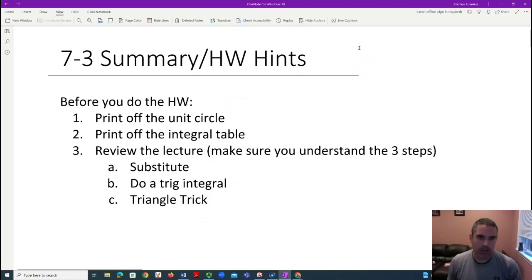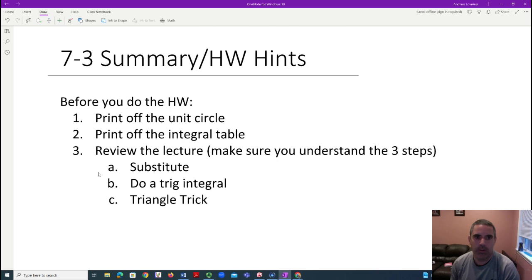Hello Math 125 students. I'm going to make a video where I quickly summarize 7.3 and then I'm going to do a couple homework questions because there are some big problems there, so I thought I would give you a few additional tips. One note is before you do the homework, you really should print off the unit circle from my website or elsewhere.